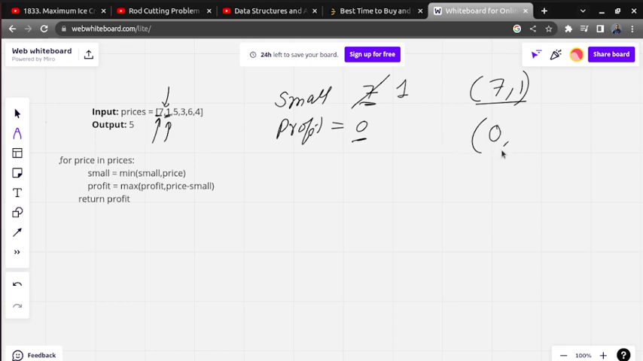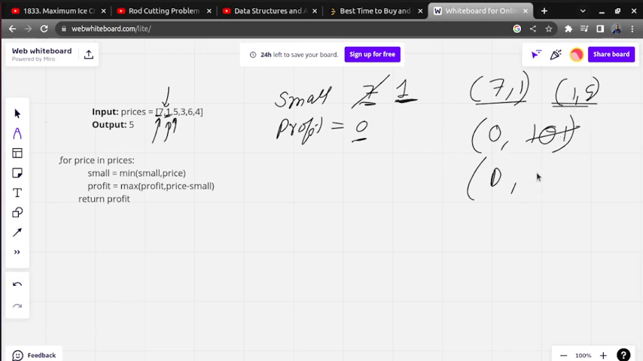So profit will be the maximum of 0 and what is the price now? Price is 1, small value is 1, so profit is still 0, because this is the value at which we have purchased the stock. On the next day the value is 5, so we need to compare 1 and 5. What is small? 1 only, so the small value is not going to update, but the profit, initially 0, is now price minus small.